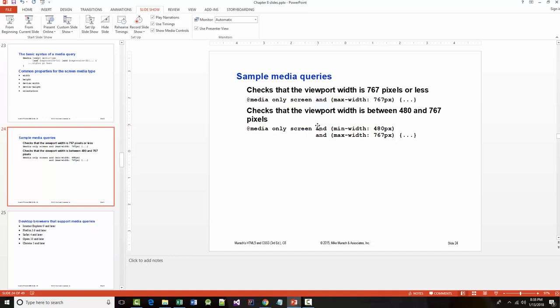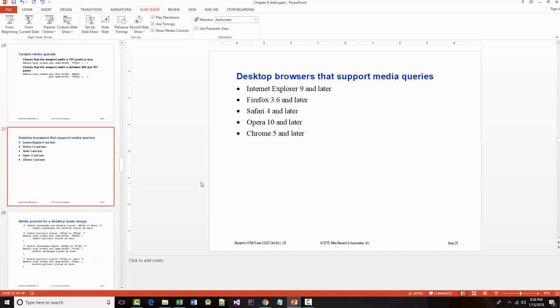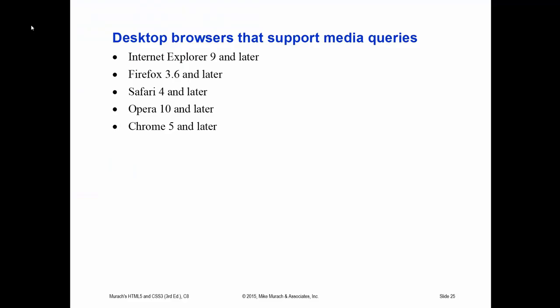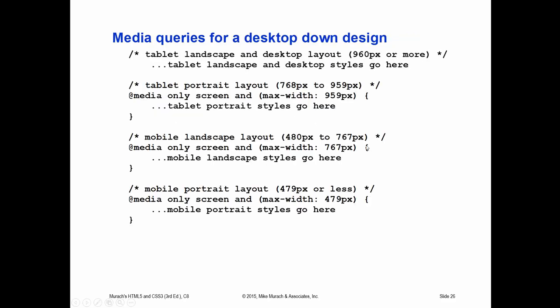So let's look at some common media queries for responsive design. Here's all the browsers that basically support media queries. So notice, 960 and above is tablet landscape and desktop layout. 768 to 959 is tablet portrait. 480 to 767 is mobile in a landscape format. 479 and below is mobile portrait layout.